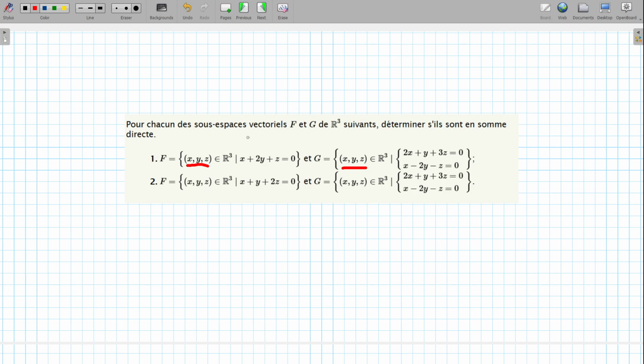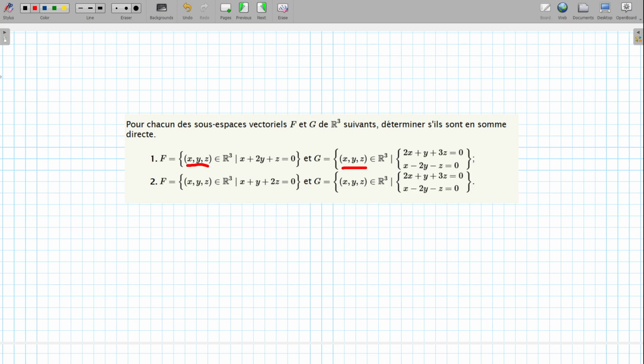So now, to be able to solve this exercise, remember that we're supposed to show that the intersection contains only the zero vector. So what we're going to do is take a vector from the intersection of F and G. Now, a vector in F has 3 components, a vector in G has 3 components. So we're going to choose some vector that has components x, y, and z. We're going to take it from the intersection, and then we're going to show that that vector is actually the zero vector. So let's look at how that is going to work.